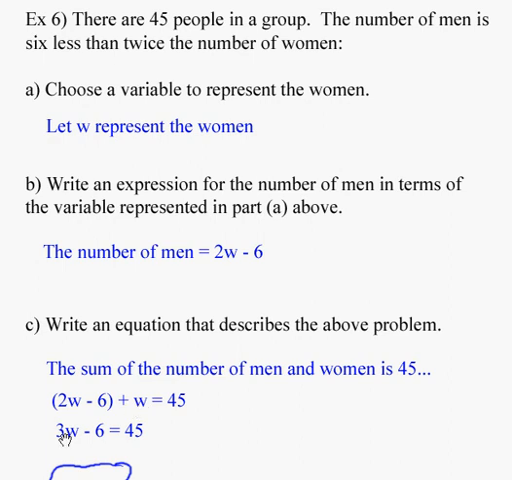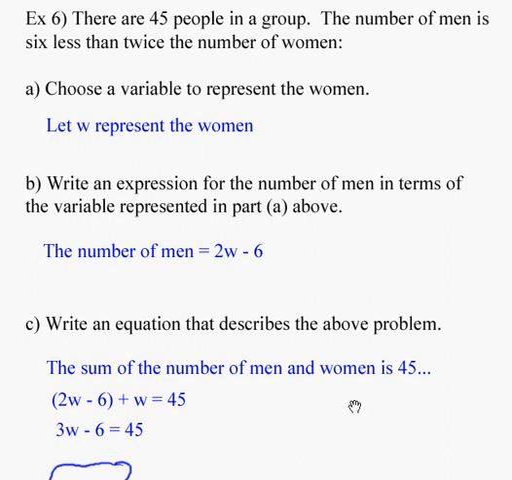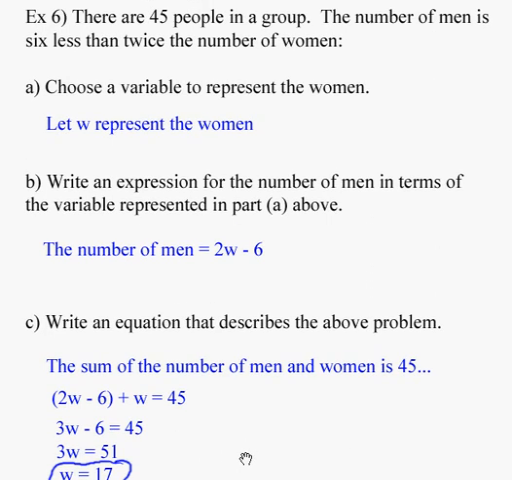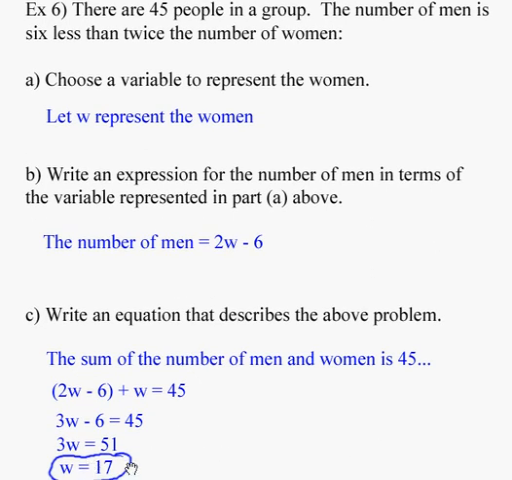2w plus 1 more w is 3w. Now let's go ahead and solve this for w and get an answer. I'm going to add 6 to both sides, so 3w is 51, and then divide both sides by 3, and we get our answer that there are 17 women. I know it didn't ask us to find that, but while we're at it, we might as well go through and find that. You can then, if you wish, go on and try to find out how many men there were, because 2 times 17 minus 6 represents how many men there are. And I will leave that up to you.